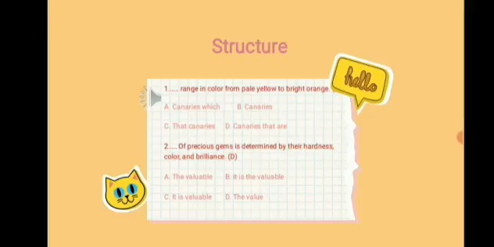And next, for number 2. Here, just like in number 1, in this sentence we find the verb is determined, but we don't have the subject. Then the sentence needs a subject, so we look for what is possible to be the subject of this sentence. So the subject is D, the value.